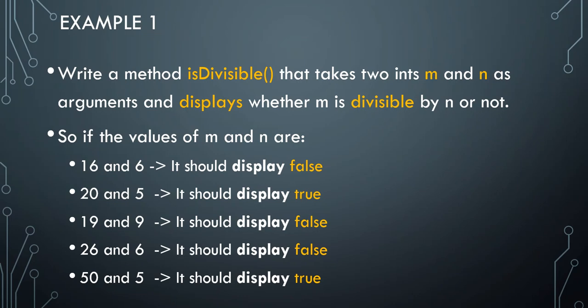Let me take some examples. If the values of m and n are 16 and 6, it should display false, because 16 is not divisible by 6. Similarly, 20 and 5, it should display true, because 20 is divisible by 5. And last one, 50 and 5, it should display true, because 50 is divisible by 5.